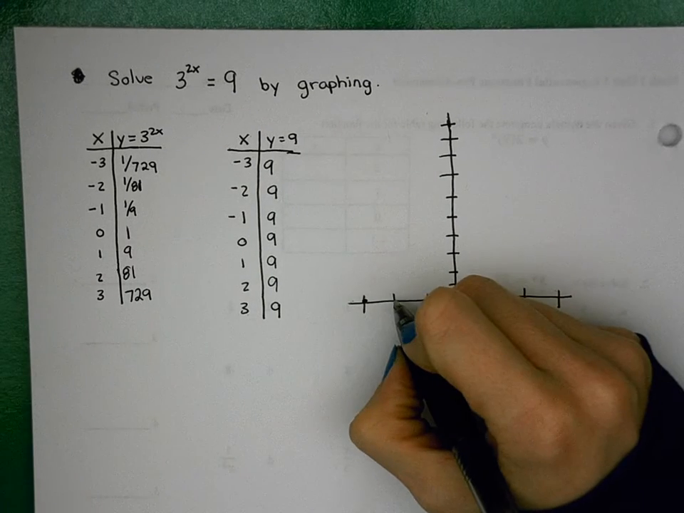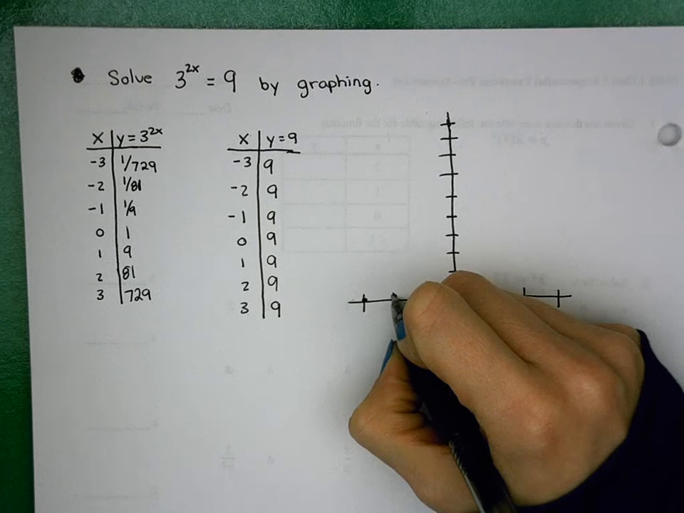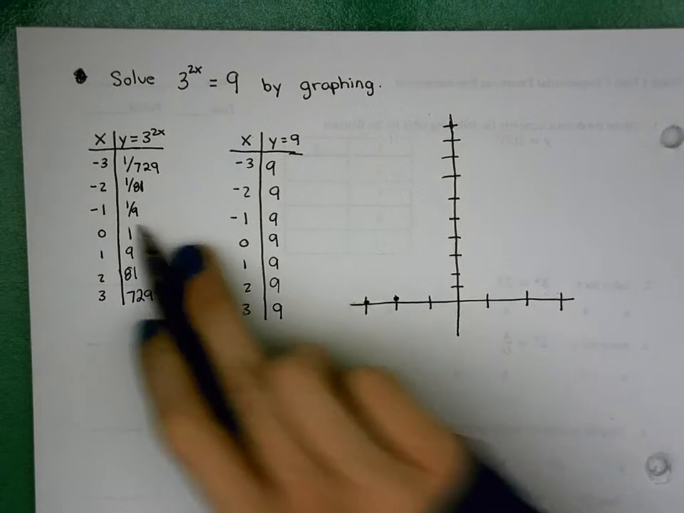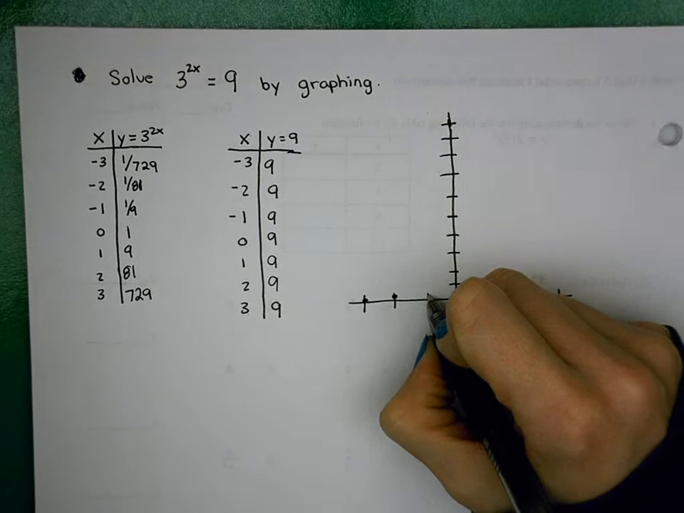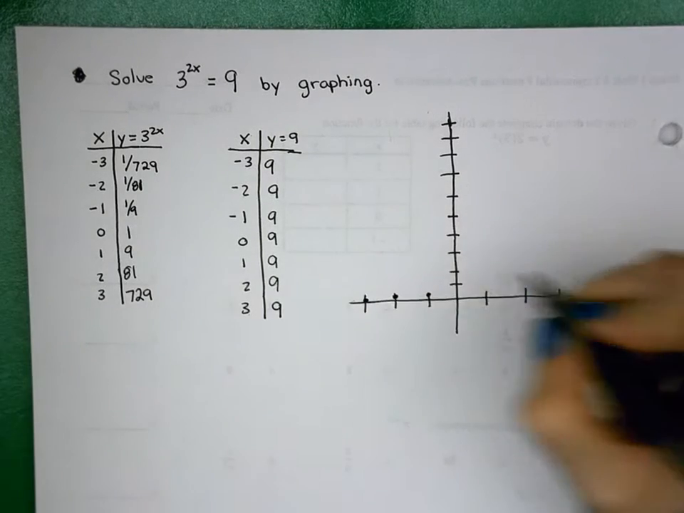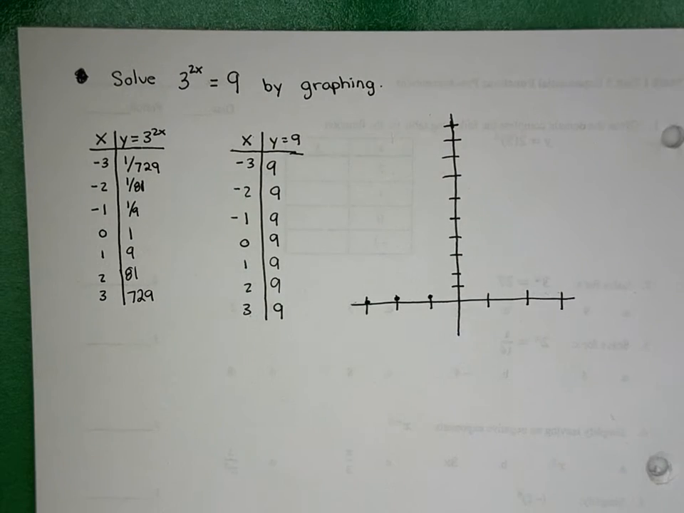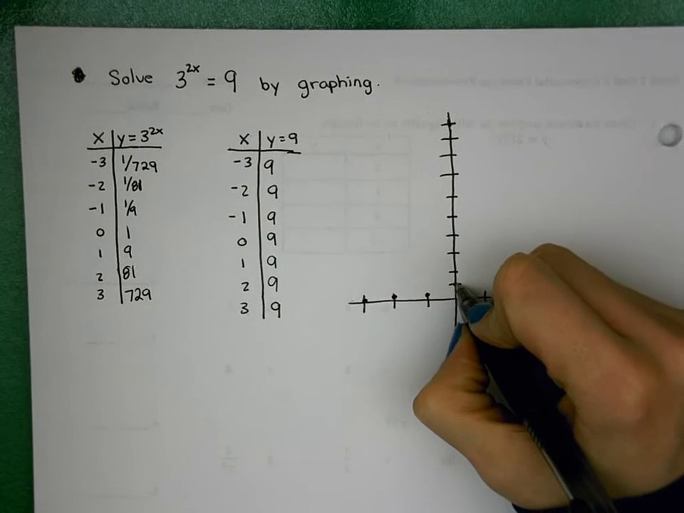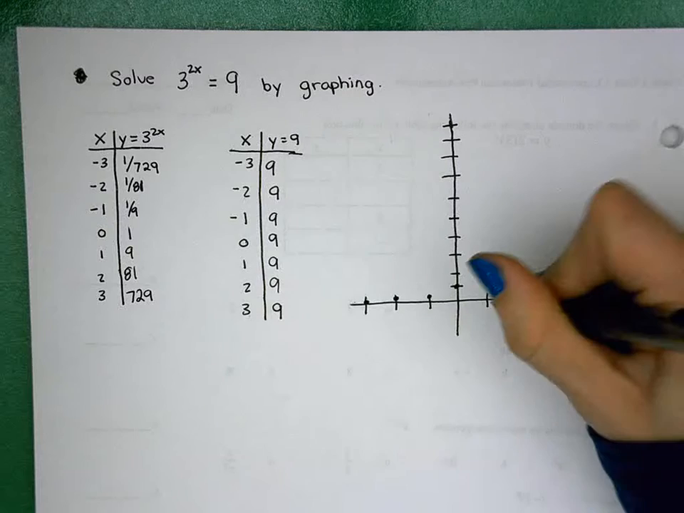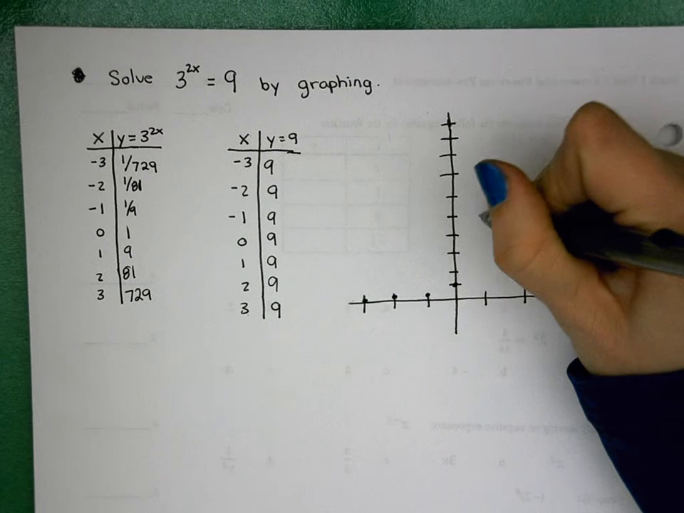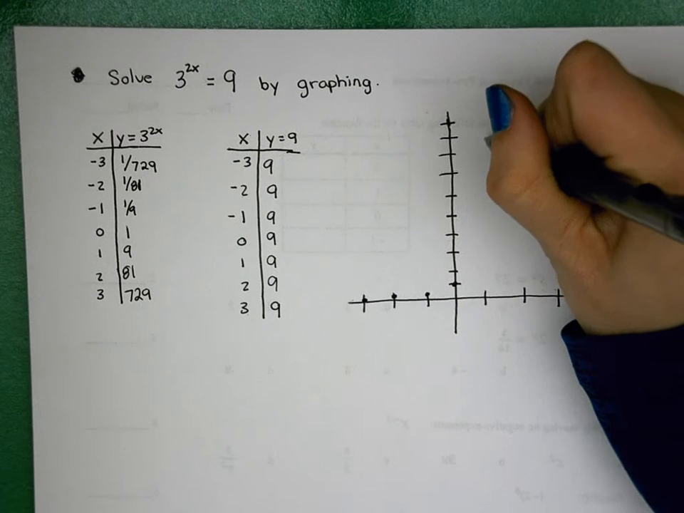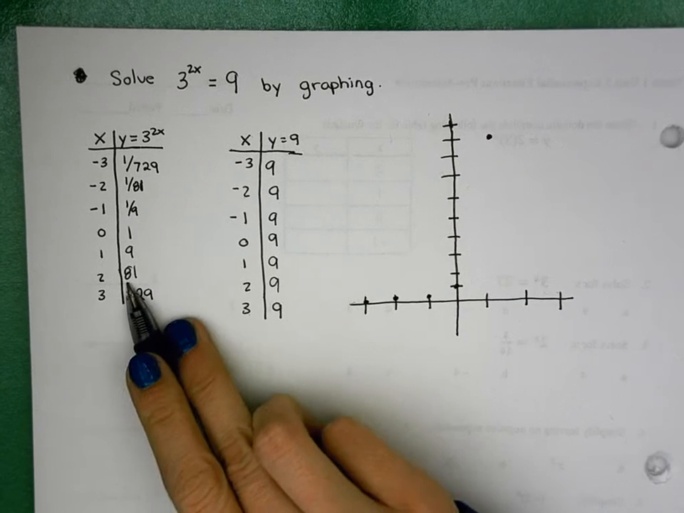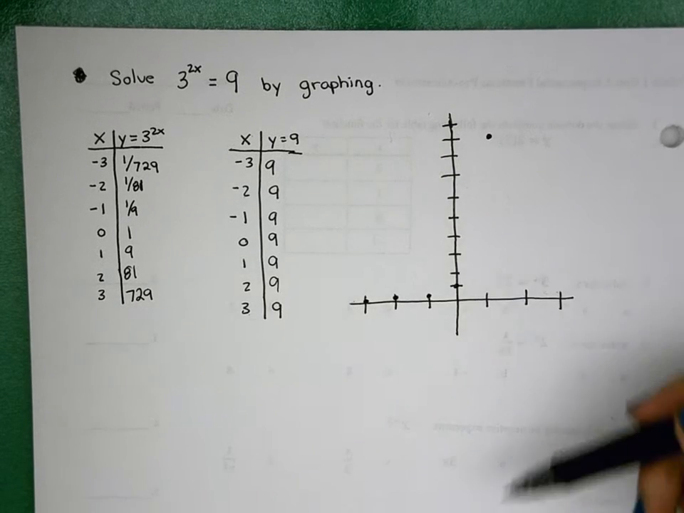Okay, then we're at -2, 1 over 81. Also very small, but slightly more than 1 over 729. -1, 1/9. Also very small, a little bigger than 1 over 81 though. 0, 1. 1/9. 2, 3, 4, 5, 6, 7, 8, 9. And at that point, I'm now entering into 81 and 729.